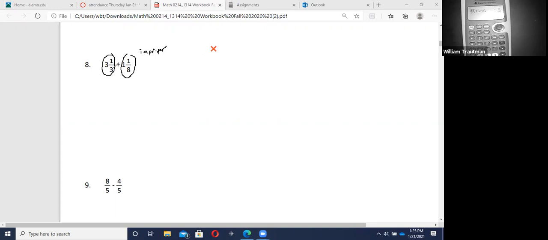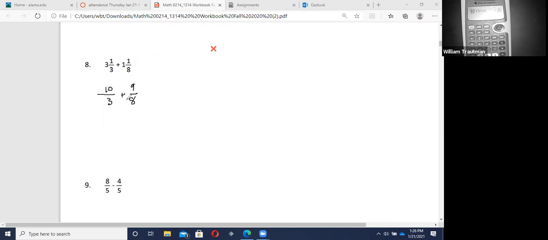So if you remember how to change them to improper fractions, you multiply these two. 3 times 3 is 9, and then add it to the top, and I get 10. And leave the bottom alone. Multiply these two, the whole number and the bottom, and I get 8. Add it to the top, and I get 9 over 8. So I change the mixed numbers to improper fractions.